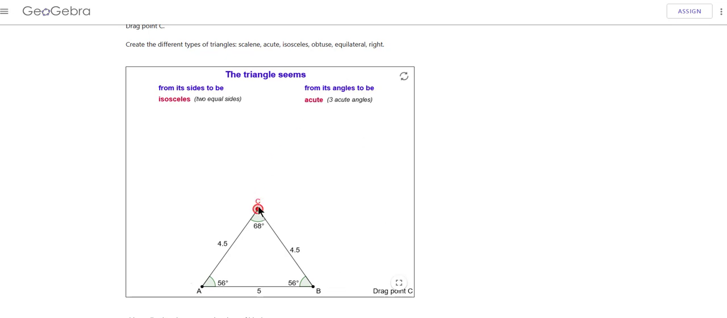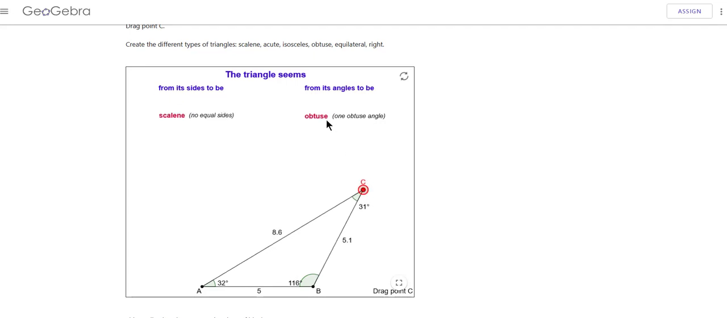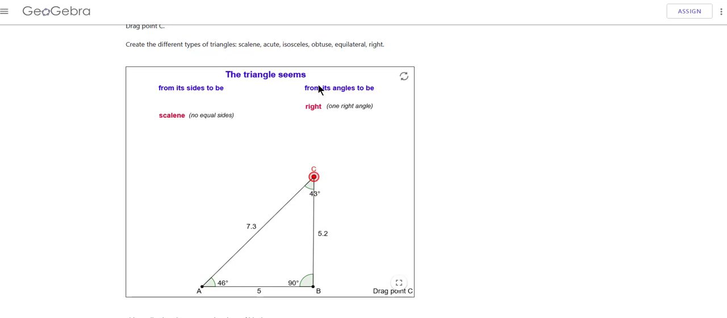Okay. If I wanted to drag this over a little more, then I've created an obtuse triangle because one of the angles is greater than 90 degrees. It's scalene because all the sides are different. And then if I wanted to make that a 90-degree angle, then I've got a right triangle. And if I wanted to move this side down like that, now I've got an isosceles right triangle like that. So this is kind of a little applet that shows you how you can manipulate the sides and the angles.